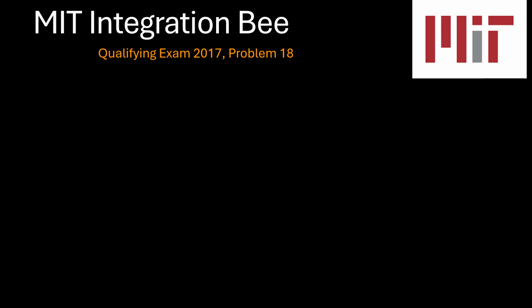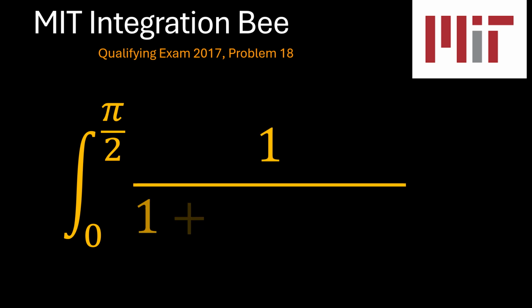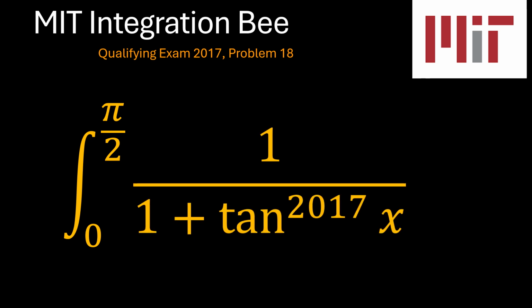So on to problem 18 of the MIT integration big qualifying exam 2017. The definite integral from x equals 0 to x equals pi over 2 of 1 over 1 plus tangent to the power 2017 x. It's actually quite an easy problem. That power 2017 kind of makes it a little bit scary, but I think it's easy.